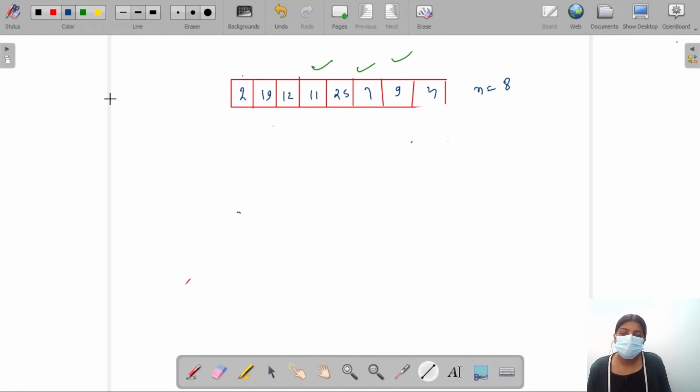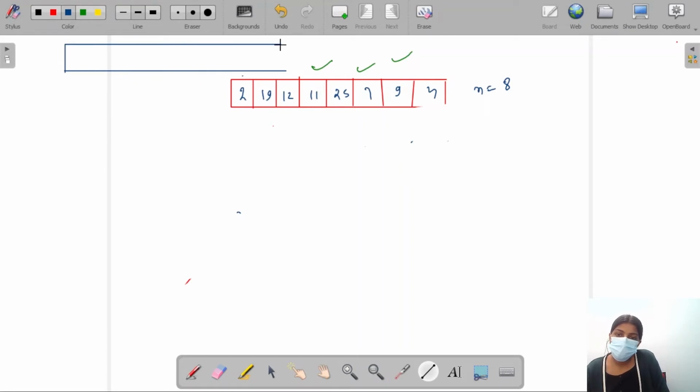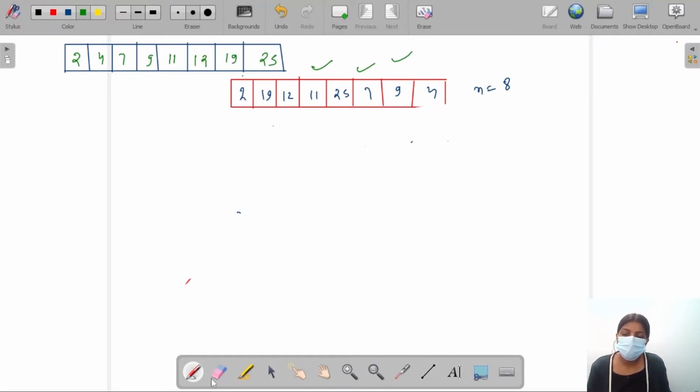Let's form another array. Let's sort this: 2, 4, 7, 9, 11, 12, 19, and 25. This is my new array. Okay. Now let's erase this array.